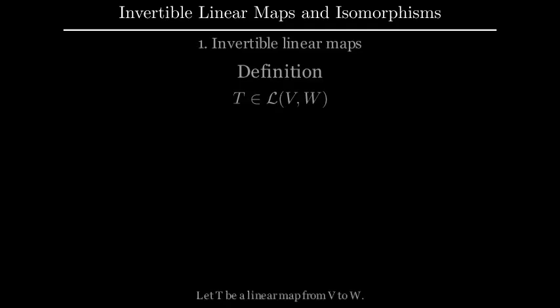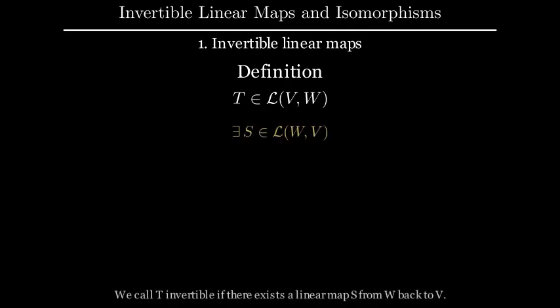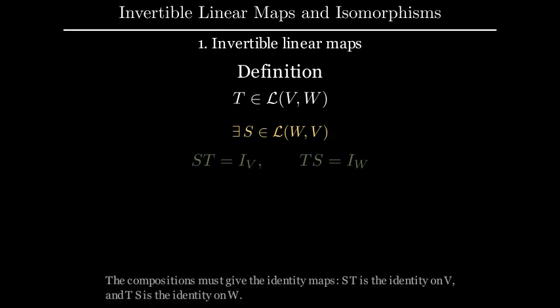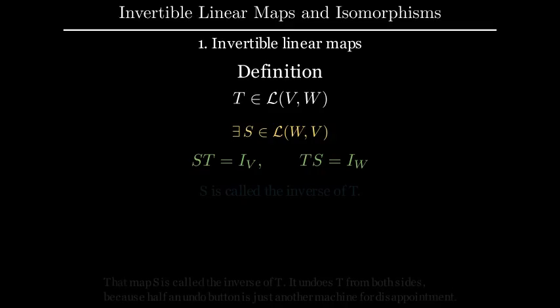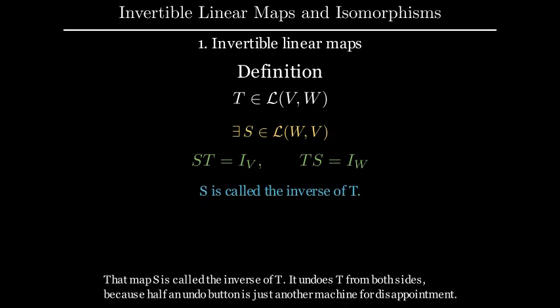Let T be a linear map from V to W. We call T invertible if there exists a linear map S from W back to V. The compositions must give the identity maps. ST is the identity on V, and TS is the identity on W. That map S is called the inverse of T. It undoes T from both sides. Because half an undo button is just another machine for disappointment.